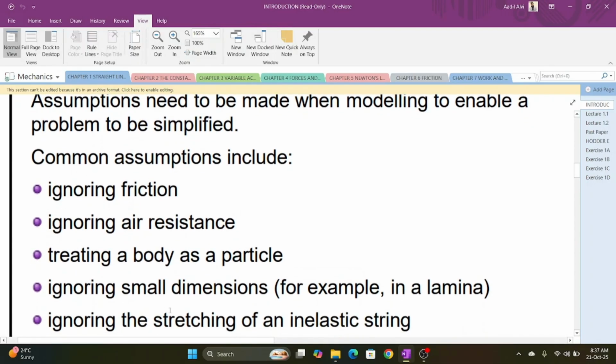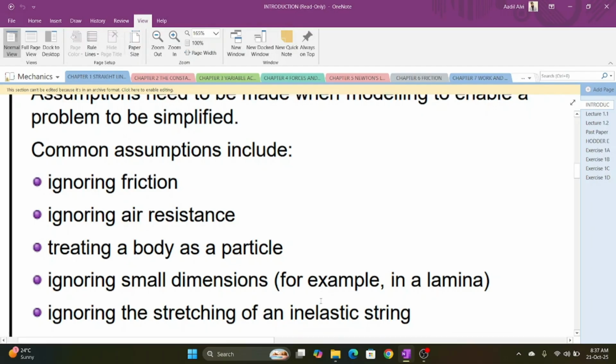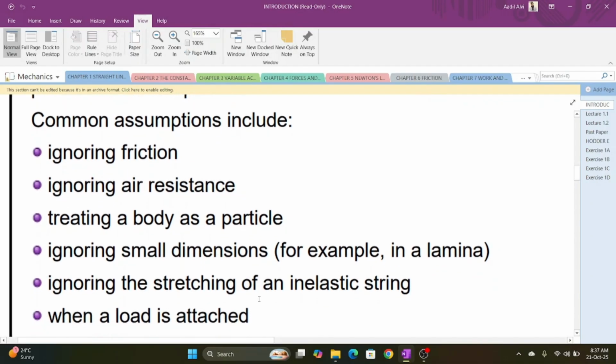Okay, then ignoring small dimensions, for example, a lamina is a flat 2D piece of sheet, you could say. Okay, so for example, let's say a paper. A paper has a very small thickness. It is so small that we can just ignore it. Okay, then ignoring the stretching of an inelastic string when a load is attached.